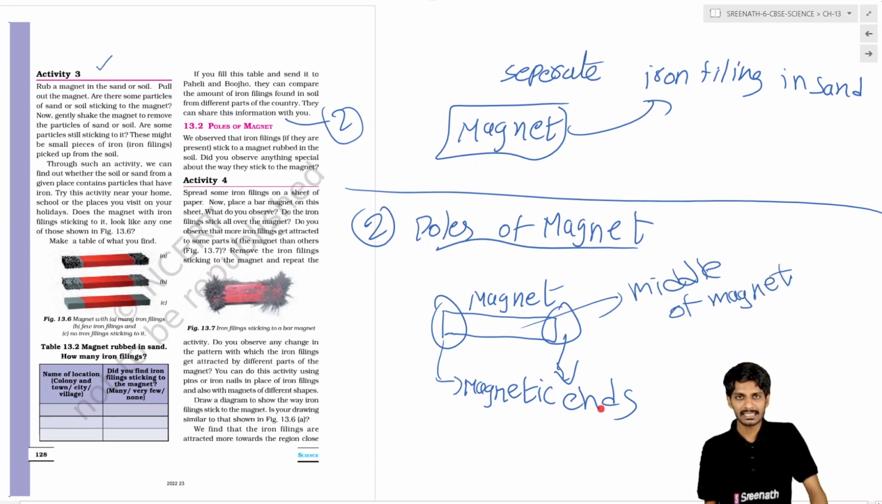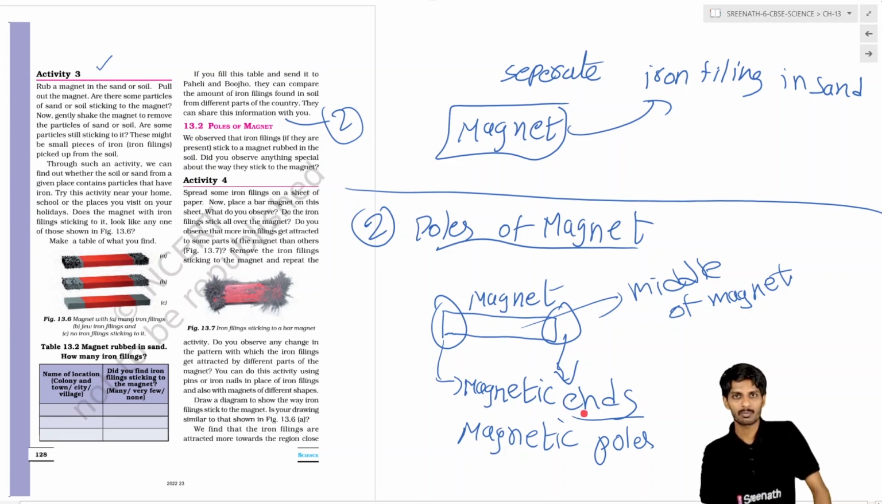The magnetic ends, another name for magnetic ends is magnetic poles. The ends of a magnet we call the poles of a magnet. Every bar magnet has its ends, and we call those ends the poles.